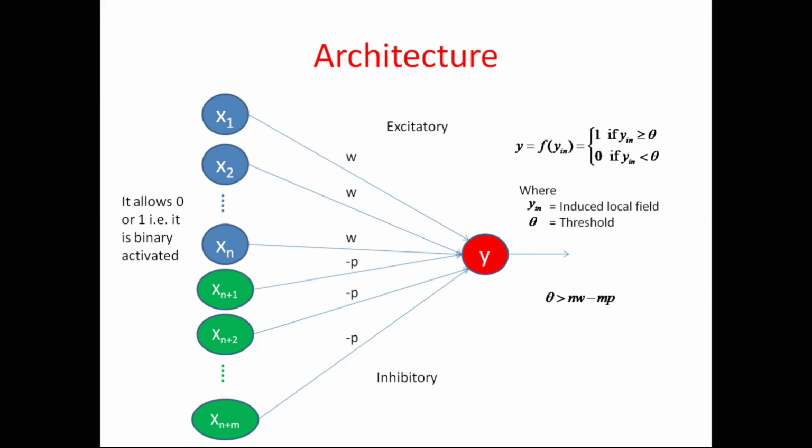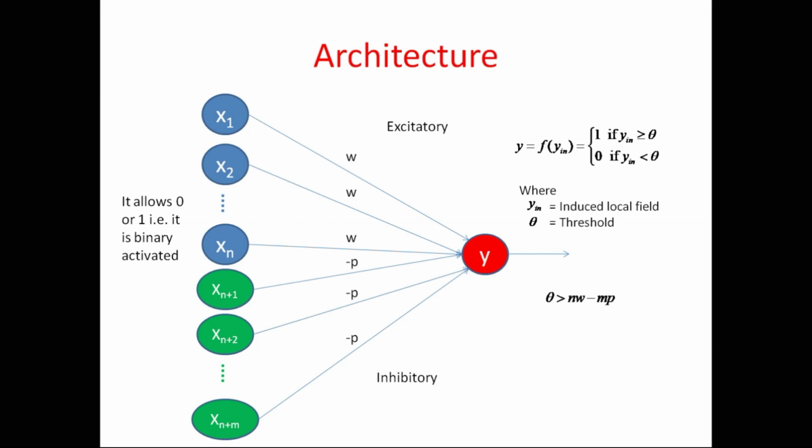So theta is the threshold such that you need to have proper absolute inhibition. That means you should not get a negative value. You should not get only inhibitory. So definitely you should have absolute inhibitory, that means definitely you should have some positive value.